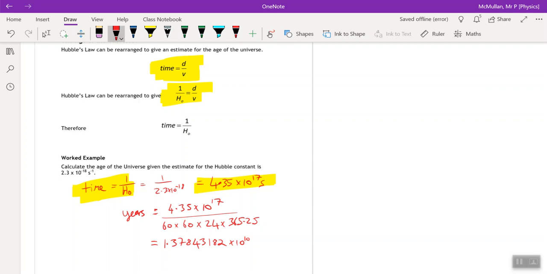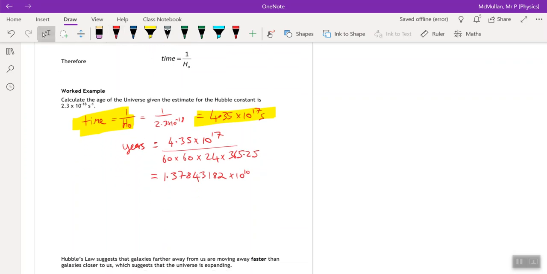Now here, this is like the question I showed in the other video. They want to know how many years this is. So this is just a changing of units. You're turning 4.35 times 10 to the 17 seconds into years. So if I said to you 30 seconds is how many minutes, you would do 30 divided by 60. So 4.35 times 10 to the 17 seconds, you have to convert using how many seconds are in a year, which gives you 1.37843182 times 10 to the 10, which can be rounded to 1.4 times 10 to the 10 years.